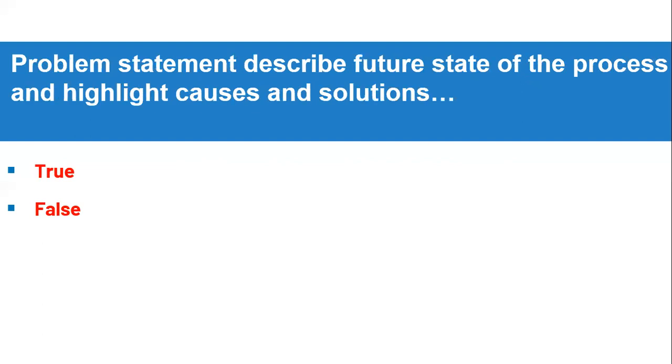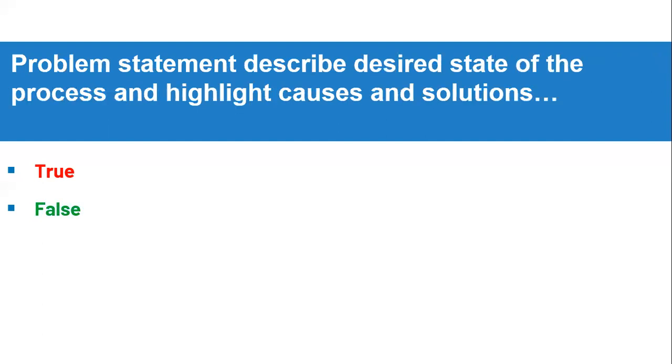Next question. Problem statement describes the future state of the process and highlights causes and solutions. True or false? And the answer is false. The problem statement doesn't describe the desired state; rather it talks about the as-is state, the current state, and it quantifies the problem. Secondly, it only talks about the quantification of the problem and does not speak about causes or solutions. And that is why the statement that the problem statement describes the desired state of the process and highlights causes and solutions is false. Let's go to the next question.